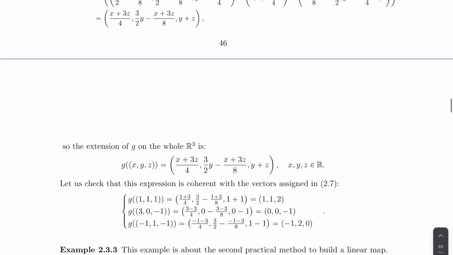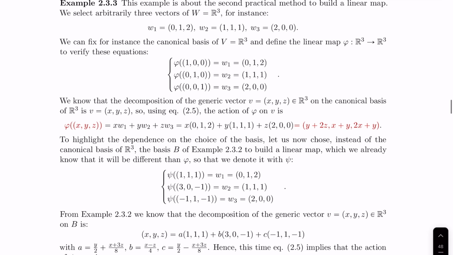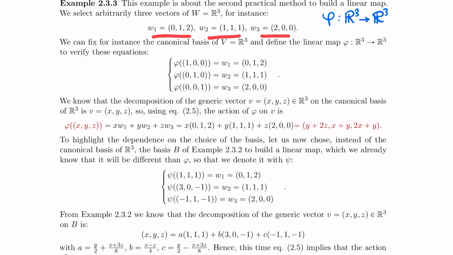Let us now pass to the third example, in which we show how to build a linear map by randomly choosing a suitable number of vectors of its codomain. Suppose that we want to build an endomorphism phi of R3. In this case, the codomain is R3, which has dimension 3, of course, and thus, if we want to build phi, we must fix 3 vectors of R3. I randomly chose these vectors here.